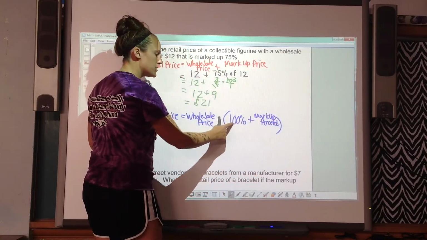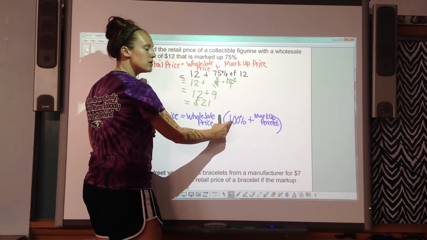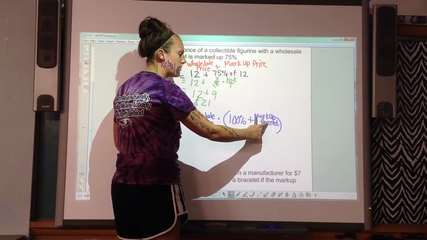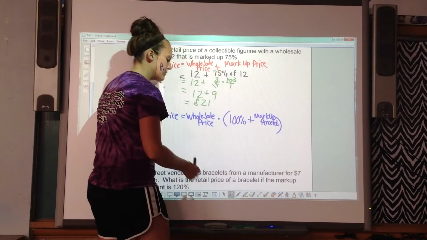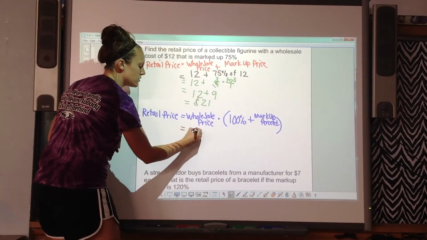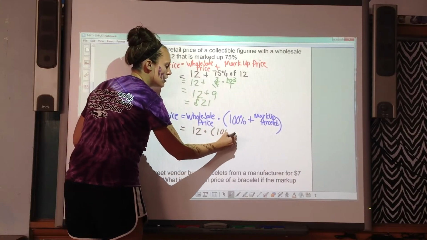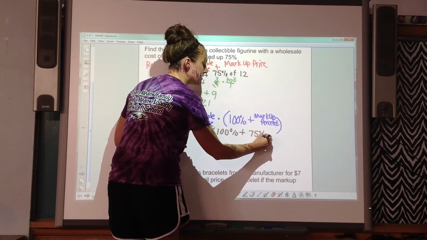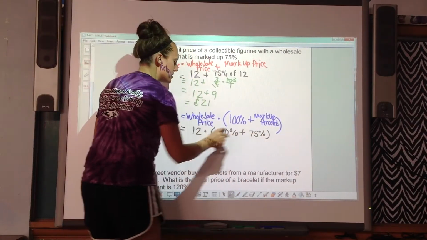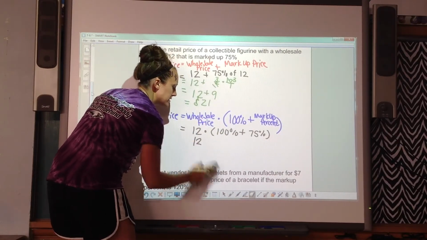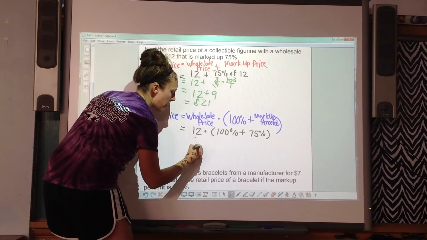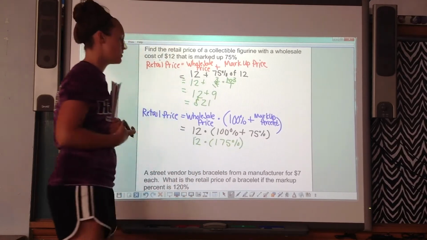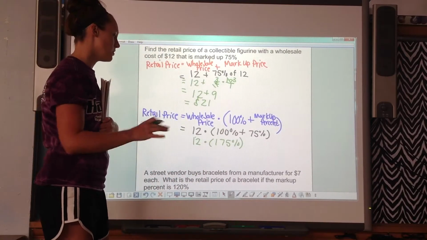Okay, so this represents the wholesale price of $12. 100% of $12 is 12. This represents the markup price. In our problem, we're going to use 75%. So we're going to take 75%, just like we did up here, 75% of 12. So wholesale price is 12. Because this is the retail price and it's getting higher, we're adding. Okay, I'm going to add together 100 plus 75. Technically, I don't need the multiply sign and the parentheses. I could use just one.